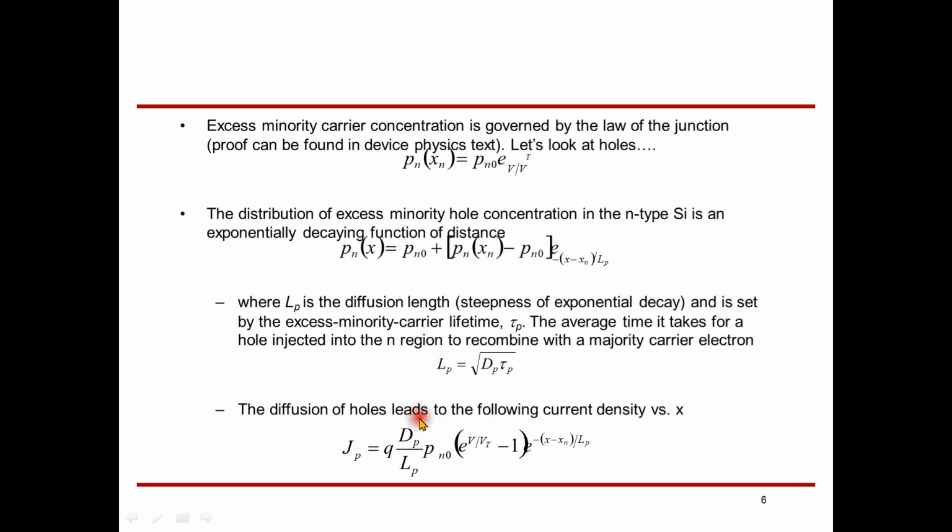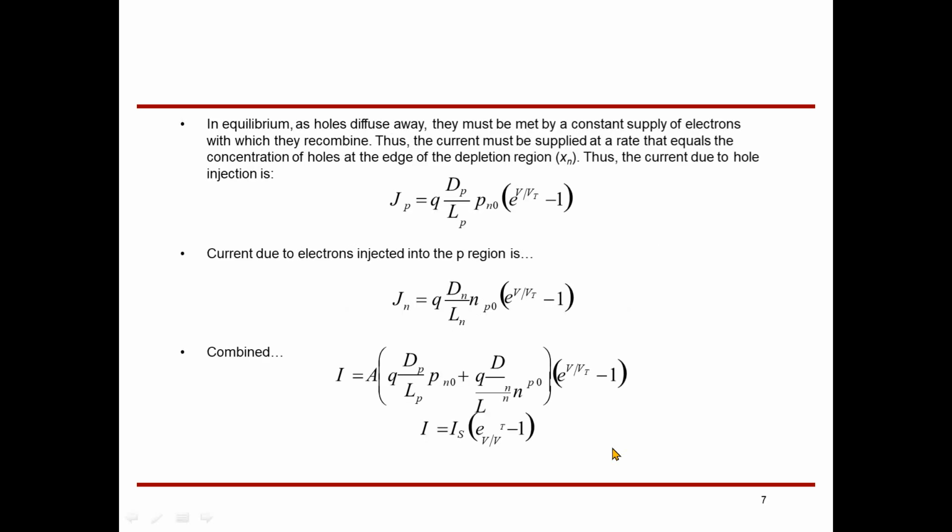Diffusion of holes leads to the following current density expression. So Jp is equal to Q into Dp by Lp into Pn0 into (e power V by Vt minus 1) into e power minus (x minus xn) by Lp. This is the expression for the hole current density.